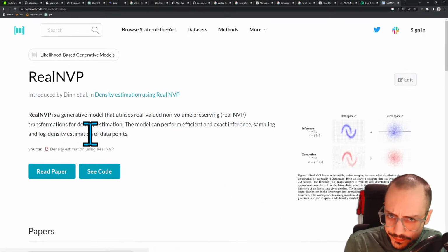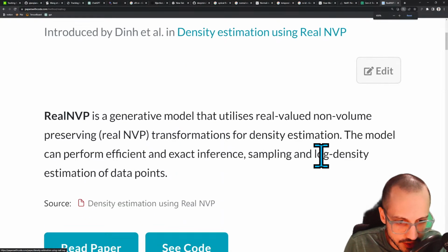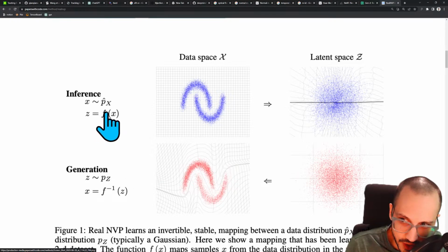Real NVP is a generative model that uses real-valued, non-volume preserving transformations for density estimation. The model can perform efficient and exact inference, sampling, and log-density estimation of data points. Real NVP learns an invertible, stable mapping. So I think the keyword here is invertible, the fact that you can go from the data space X into the latent space and then back. Here they're calling it inference versus generation, but the main takeaway is that this function f can go from x to z, and then the inverse of f can go from z to x.